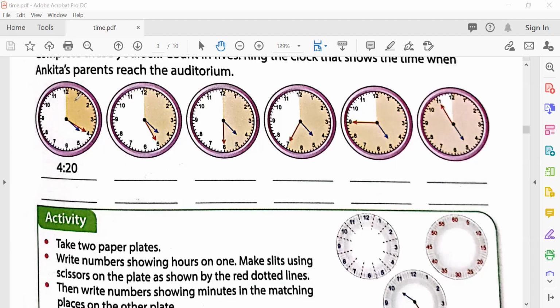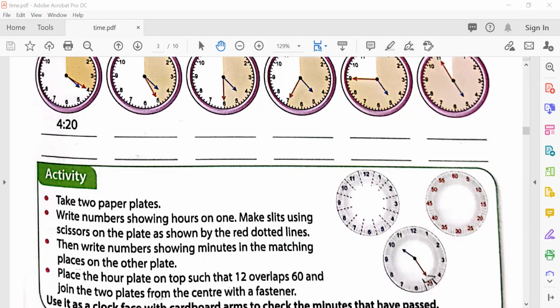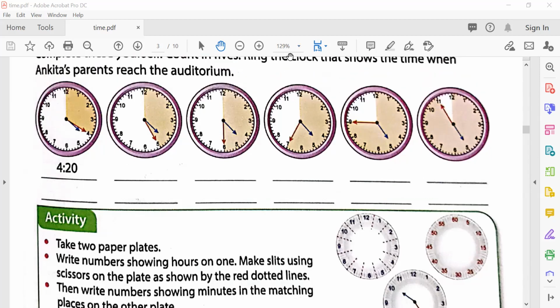Now just tell me this one. So have you understood quarter past and quarter to? If the hand will be here, at 3, you will say quarter past. I'll not make a clock, just try to understand. If the hand is at 3, it is quarter past. Now if it is here and it's going to, then you will say quarter to 5.